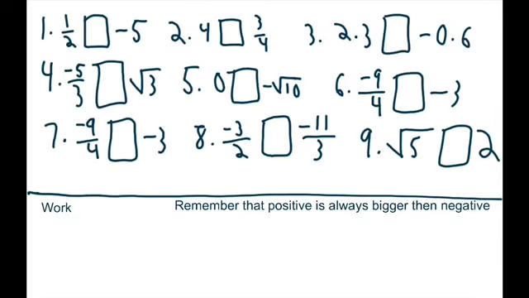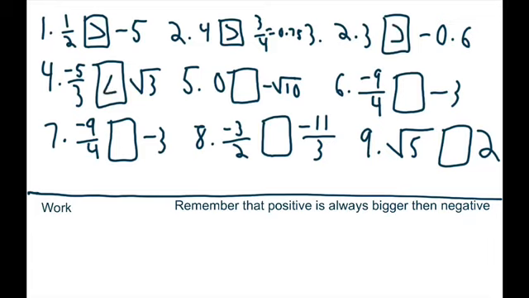Now let's do these examples. Feel free to pause the video. Well, remember that positive is always bigger than negative. So that would be 1/2. This would be 4, because 3/4 is 0.075. 2.3 would be, 3 would be your answer.